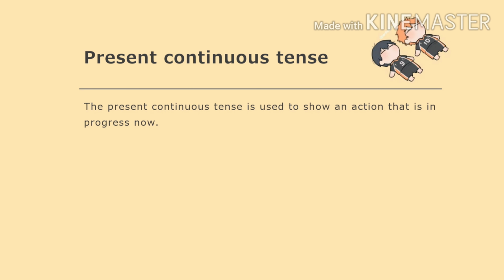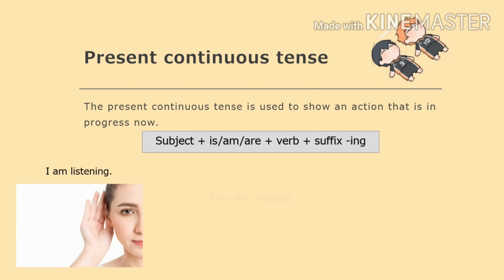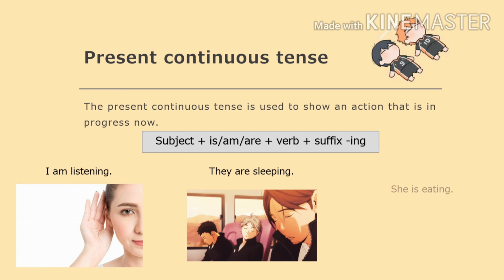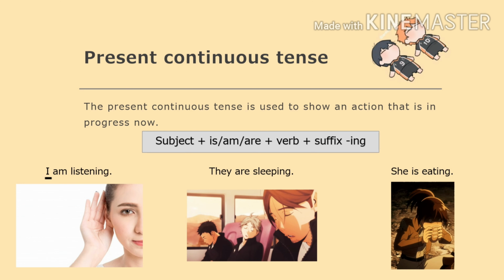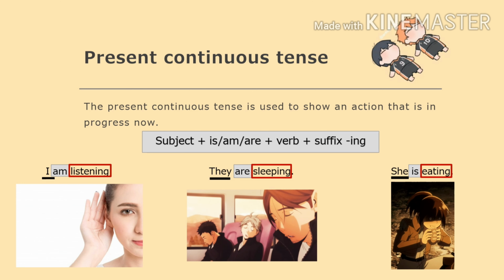Present continuous tense. Now this would be used to show an action that is in progress now. The form would be subject plus is, am, or are plus verb plus suffix ing. I am listening. They are sleeping. She is eating. I, they, and she here are the subjects, while three of them would either use am, are, or is. Now the verbs would be listening, sleeping, and eating.